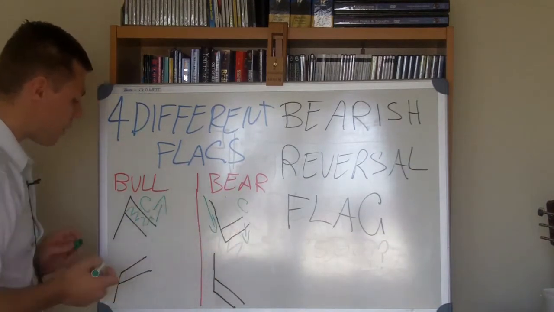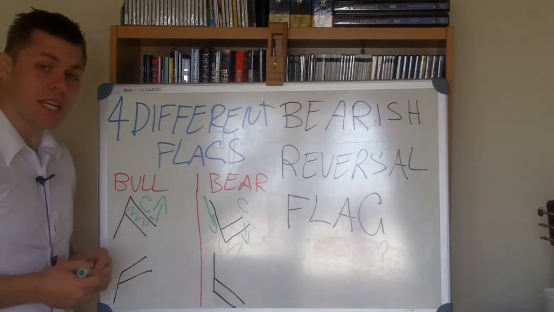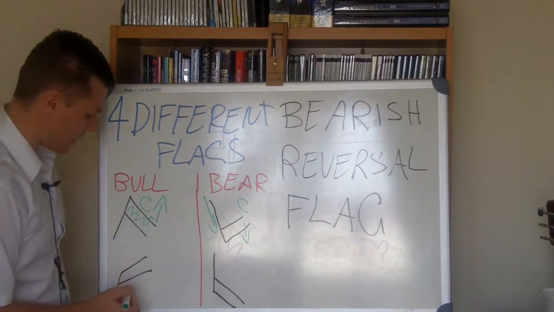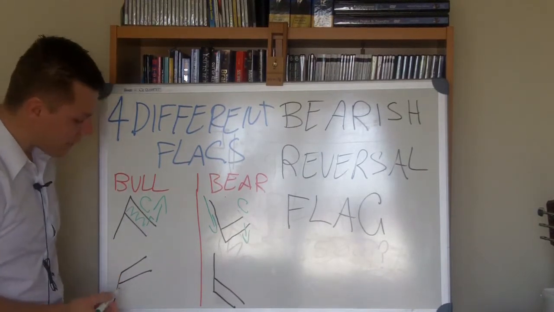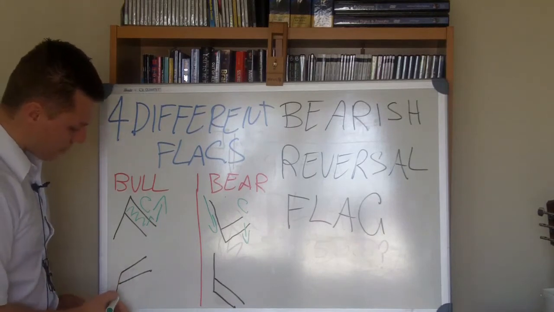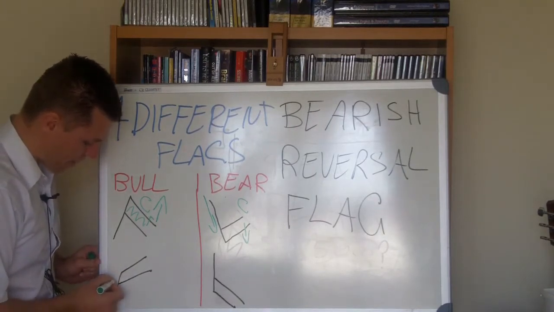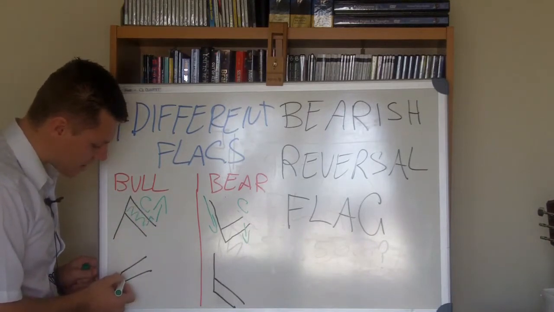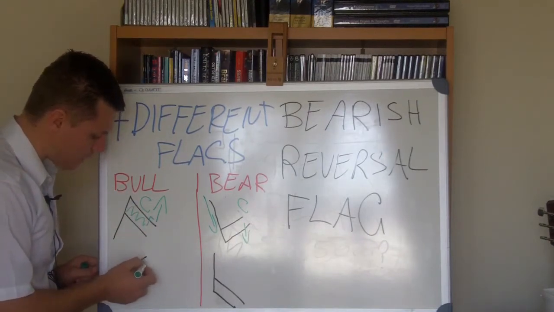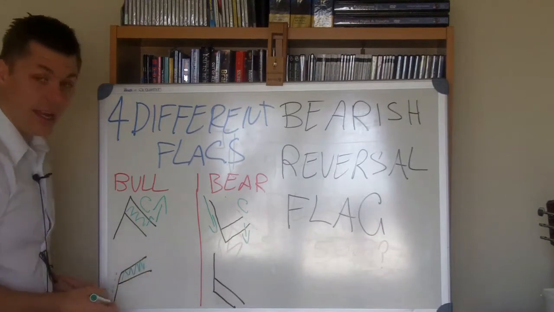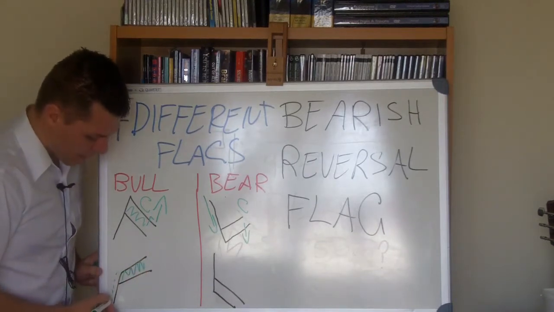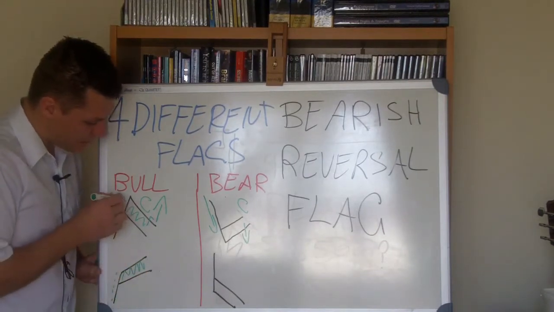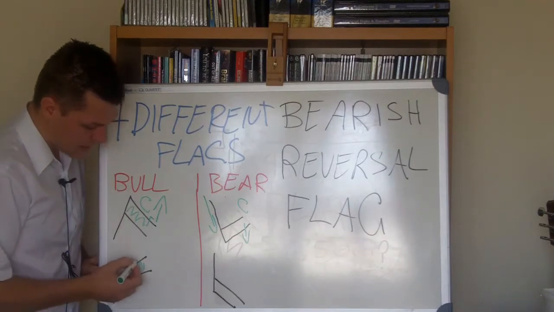Now that's a continuation, but have you ever seen flags that look like this one over here? This is a bullish flag, but have you ever seen flags where the market runs up, but then suddenly instead of going down like this, it slowly starts to step up like that? Well, that is a bullish flag where the market runs up, but instead of going down, it slowly steps up again.